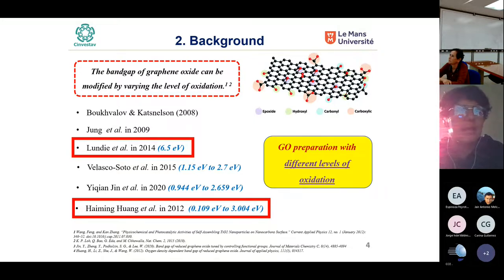Different authors in different works have worked with these materials. As we can see in these two examples, these authors found different bandgaps from, for example, 0.1 up to 6 electron volts, and that is an interesting behavior. That is why in this work we made graphene oxide. The objective was graphene oxide preparation with different levels of oxidation.